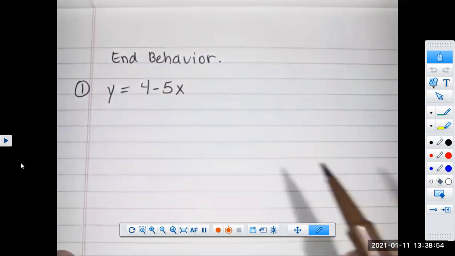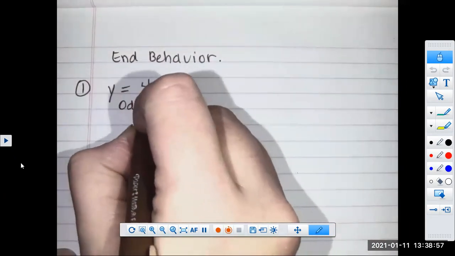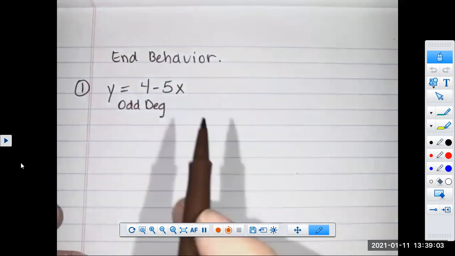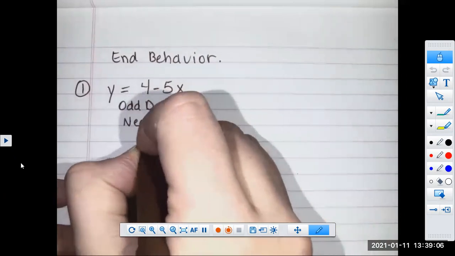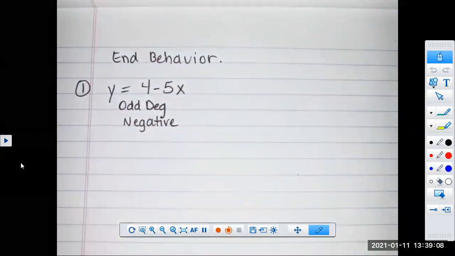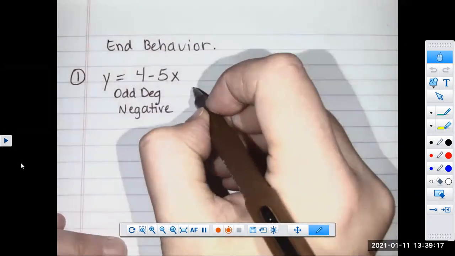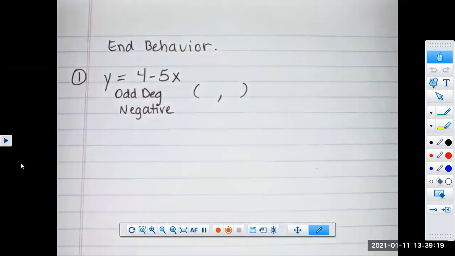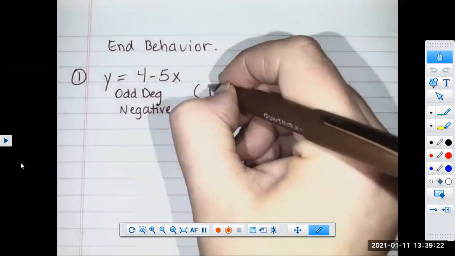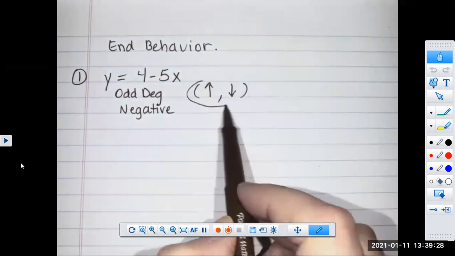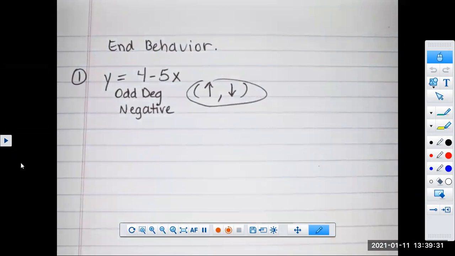Good, your degree is 1, so it's got an odd degree. Good, and it is negative. Yes, you only look at the number in front of your term. Yeah, your number in front of x. Okay, so what will this graph do on the left side, on the right side? Good, it's going to go up on the left, down on the right. And you can either draw the arrows or you can write it out. I don't care. All right, number 2.